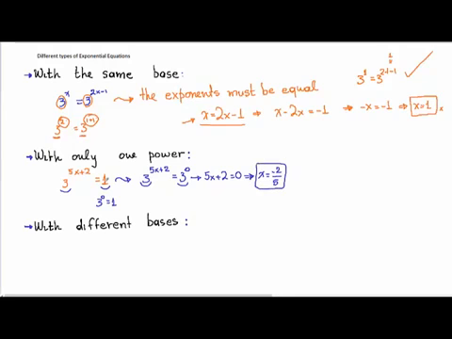Now, it is not always possible to rewrite a number like this 1 right here, that is a beautiful number, as a power of 3. Later, I'm going to show you a trick on how to change any number into a power of any number, because you know a very important rule of logarithms that allows you to do this.